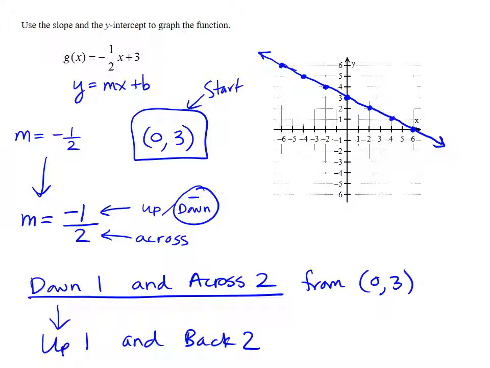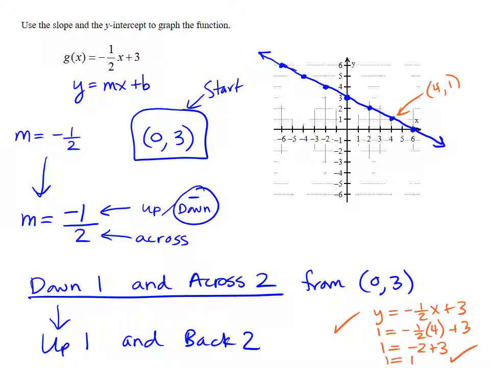Don't forget a quick check. I'm just going to pick out a point here, 4, 1. Let's try 4, 1 as a check. If I put y equals negative 1/2 x plus 3, plug the 1 in for y and the 4 in for x, and calculate, hopefully I get a true statement. Well, 1 on the left. On the right, negative 1/2 times 4 is negative 2, plus 3 does end up giving me 1. So that does check nicely.